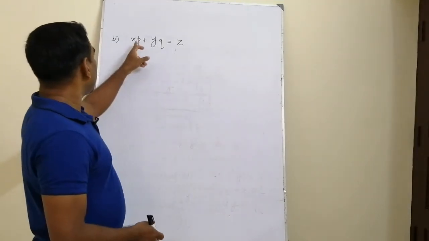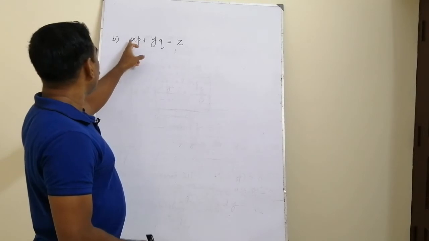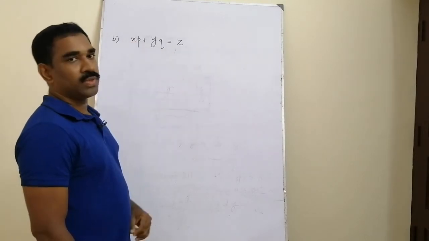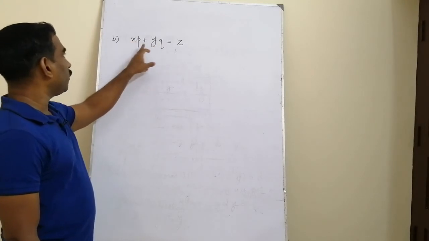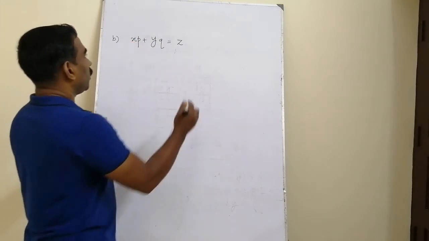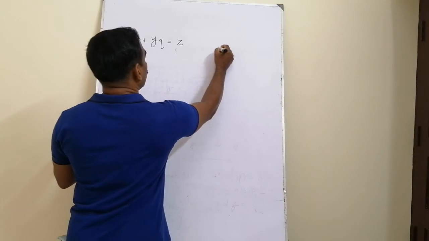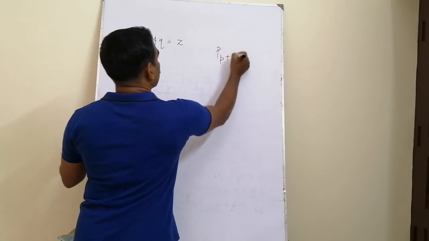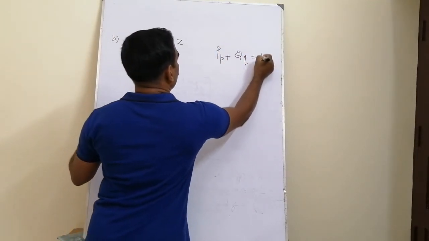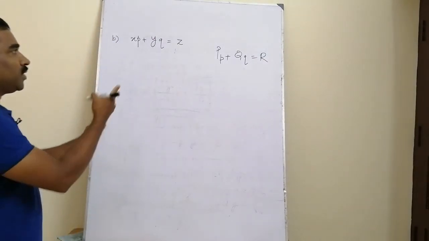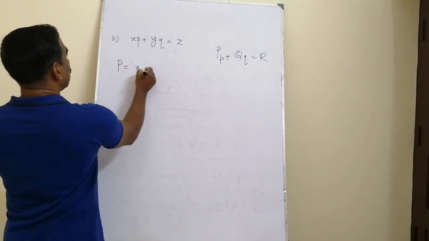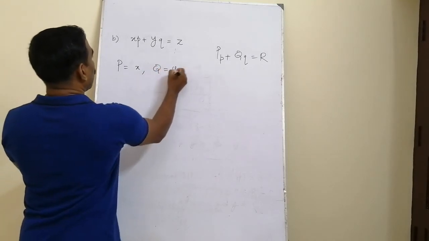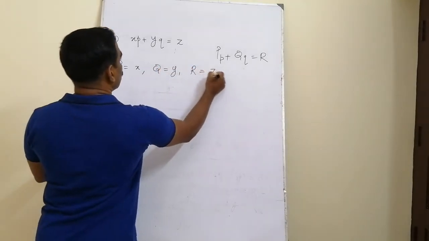Consider the second part, that means solve the differential equation xp plus yq is equal to z. Again we are identifying this as a Lagrange first order linear differential equation of the form Pp plus Qq is equal to R. By comparing with that Lagrange form, here we can write P is equal to x, Q is equal to y, and R is equal to z.